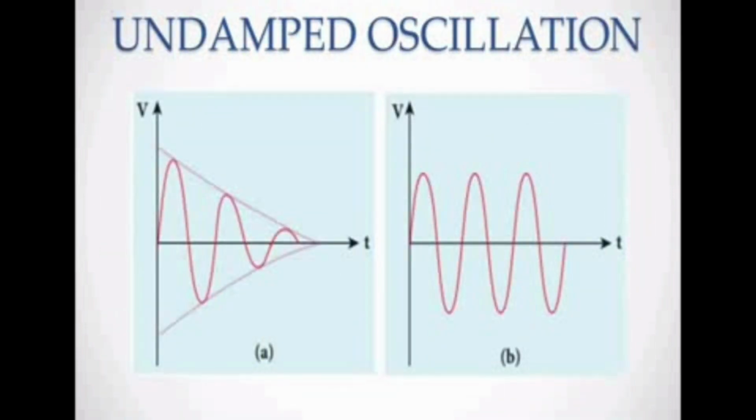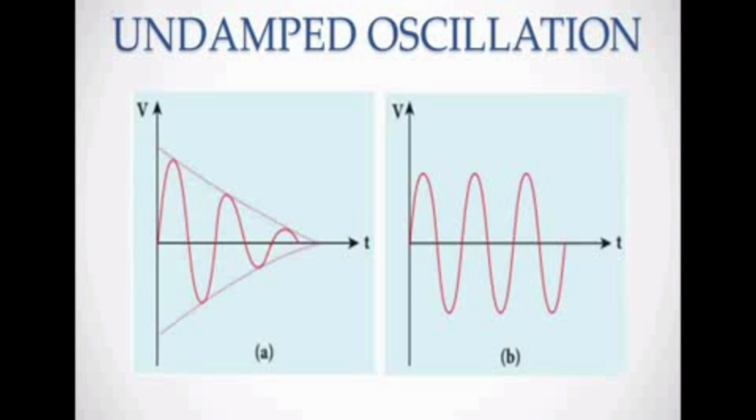Then again the waves have two types. The oscillation can be divided into two: one is the damped oscillation, another one is the undamped oscillation. The first picture shows the damped oscillation. Initially it has the maximum amplitude, then the amplitude of the wave gradually decreases. Finally, it becomes a straight line. So this is called the damped oscillation.